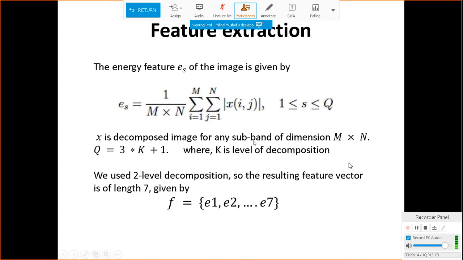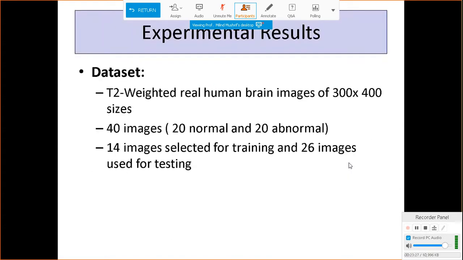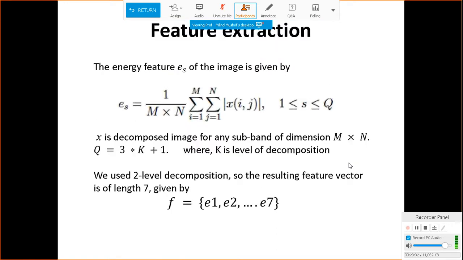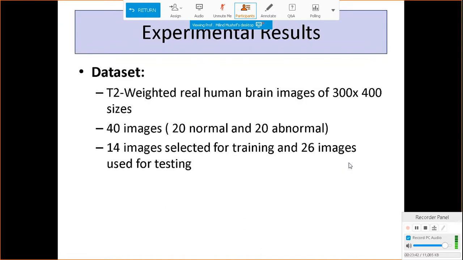In a training phase, we extract all these features for all the images in the training set and store these features in our database. And the classifier we use for classification is a base classifier. So a very simple basic classifier is used for classification.